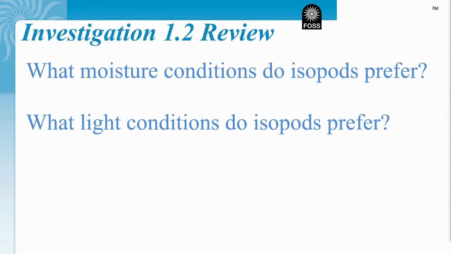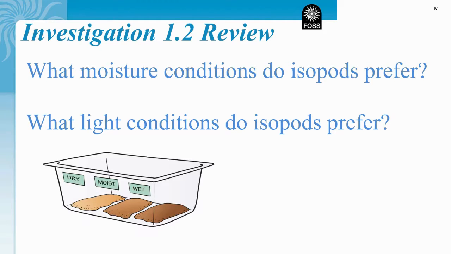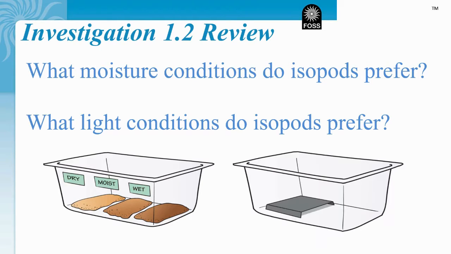Before we begin today's lesson, let's think back to last week's investigation 1.2, designing an isopod environment. Remember, we tested what moisture conditions isopods preferred by setting up our soil with different amounts of water. We tested what light conditions isopods prefer by placing a dark area made of construction paper.